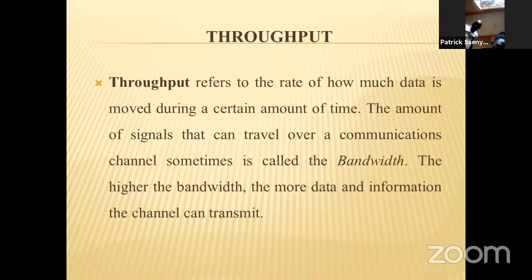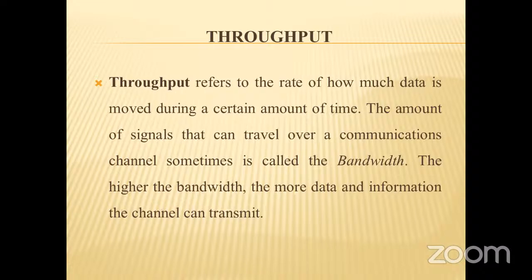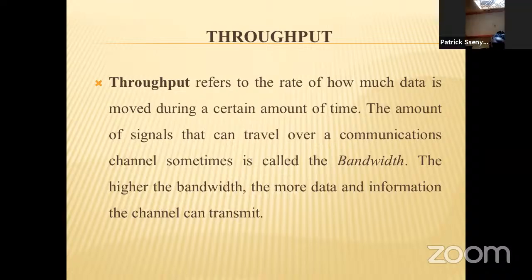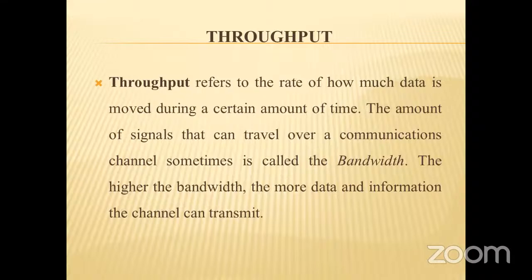So in this throughput, we are looking at the rate of how much data is moved during which period of time. So we look at time, we look at the rate, we look at the amount of data that is being moved. Those three will make up a definition of the throughput as the rate at which data is being transmitted over a certain period of time. So from our screen, we can see that it refers to the rate of how much data is moved during a certain amount of time. So you'll be taking note of the rate at which your data is moved. If you talk of data, you have to bear in mind how much data is being moved and then the time.